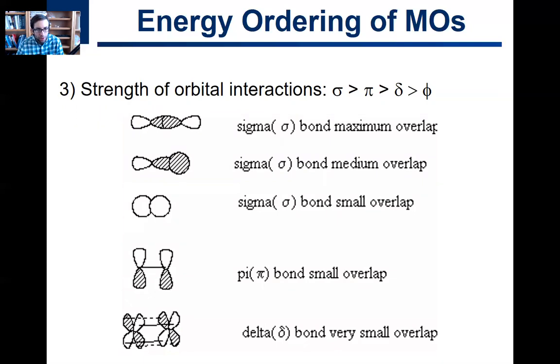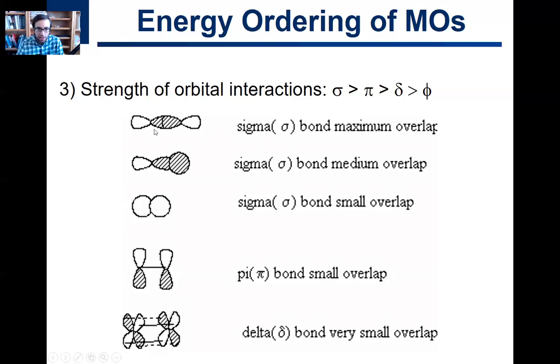Another energy ordering principle is that the strength of orbital interactions goes as a sigma bond is stronger than a pi bond, is stronger than a delta bond, which is stronger than a phi bond. And we'll talk about what these bonds are, but more overlap means stronger interaction. So that's going to stabilize your bonding interactions more. If you have more overlap, they're going to be pushed down lower. But at the same time, that's going to raise the anti-bonding up even more as well, okay?